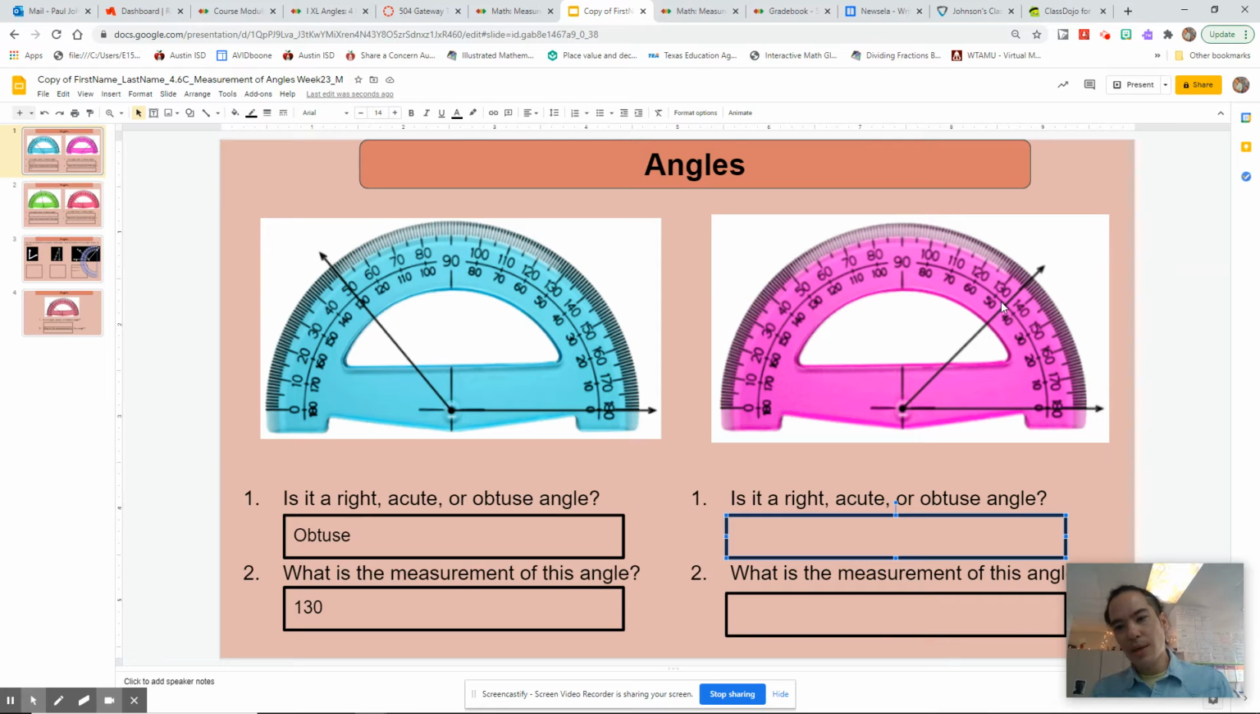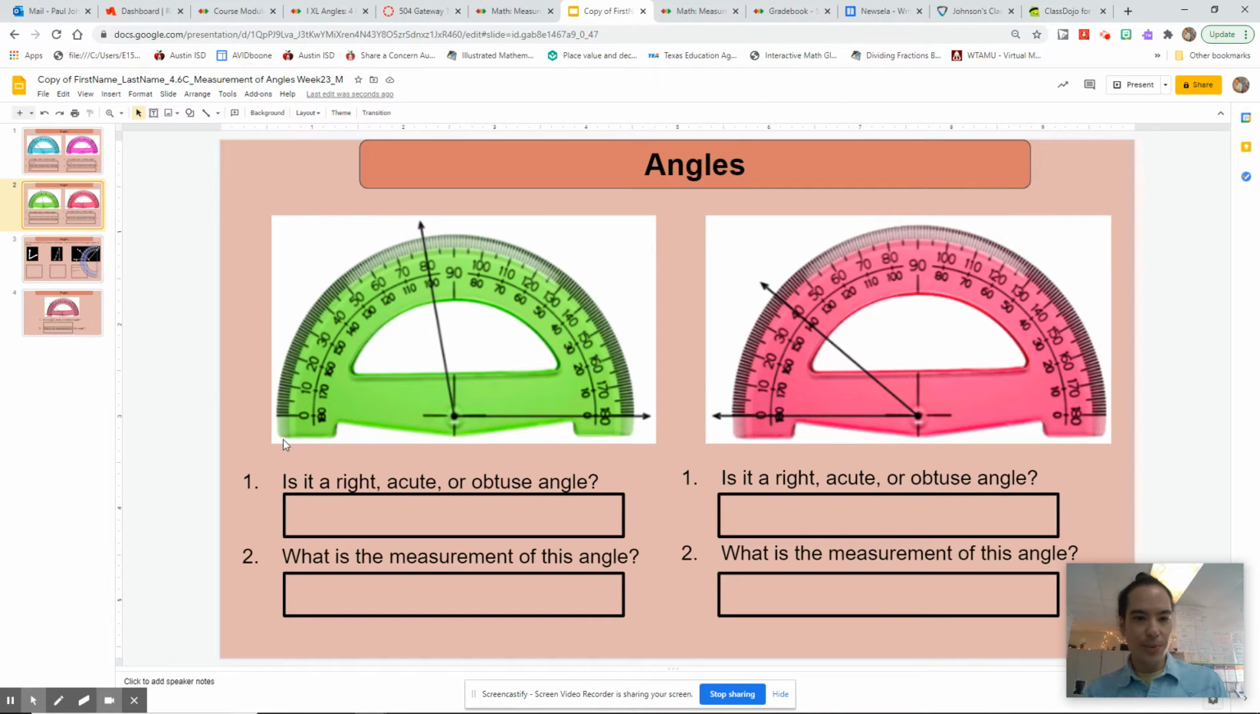So it'll be somewhere between 40 and 50. So that's halfway between 40 and 50. So if you have an acute angle and halfway between 40 and 50, so 45 degrees is the measurement on your second protractor.